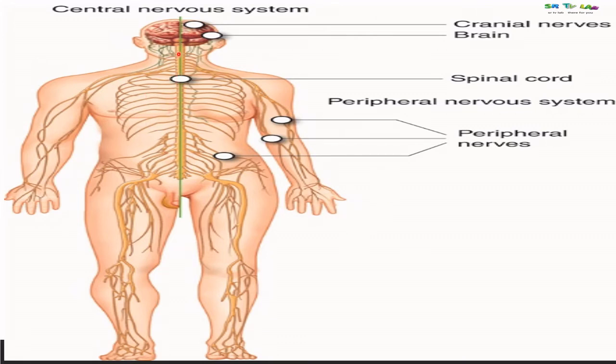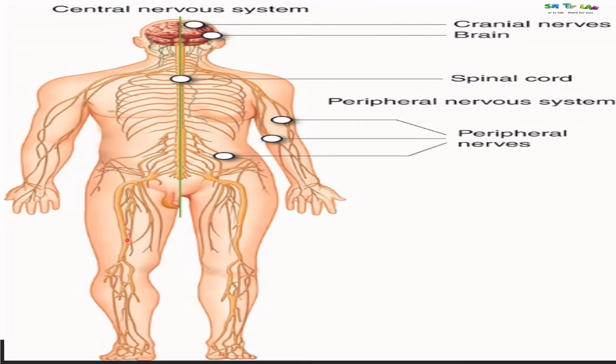You can see here the spinal cord. The spinal cord is part of the central nervous system. It has nerve roots, or spinal nerve roots, that give nerves that supply the lower and the upper limbs, as you can see here.